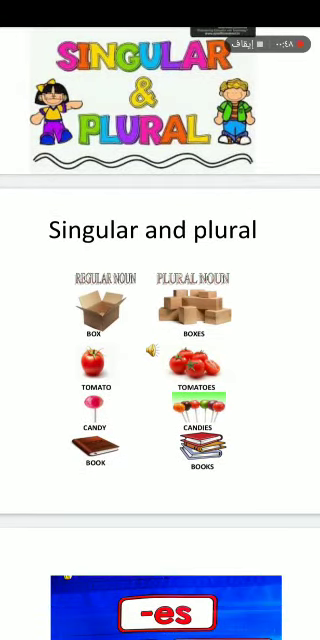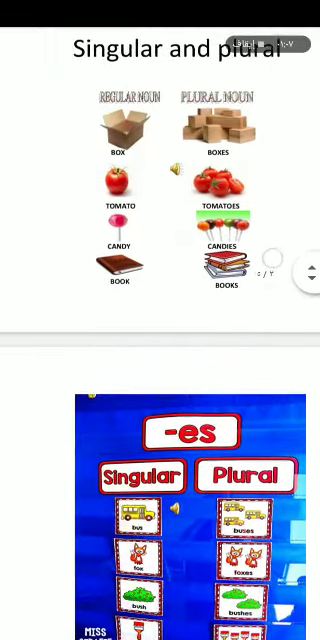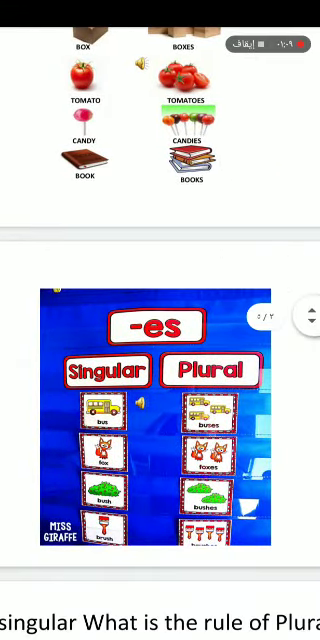Irregular nouns: box, tomato, candy, book. Irregular plural nouns: box, boxes, tomato, tomatoes, candy, candies, book, books. Singular. Right now, I will give you more examples of singular and plural nouns.